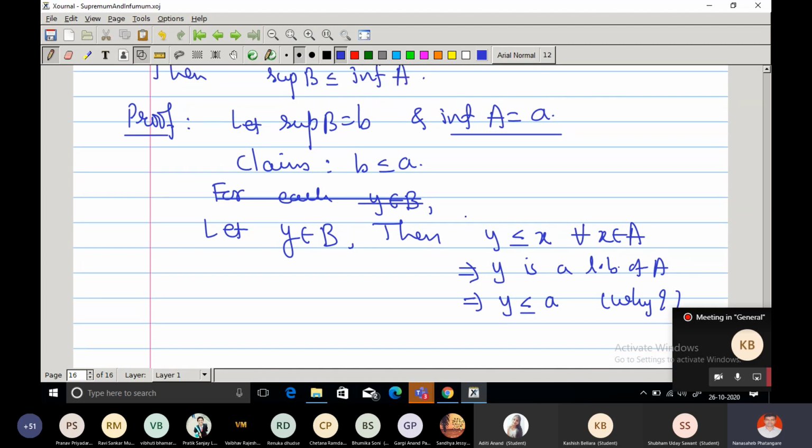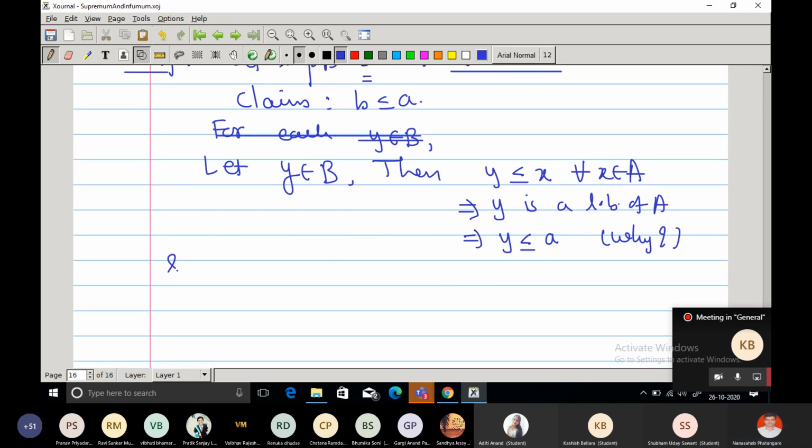So now a is a particular fixed element. A is the infimum of A, so it is a fixed element. B is the supremum of B, that is again a fixed element. Since y belongs to B was arbitrary, arbitrary means I just close my eyes and choose one element from B, which is y, and I found that y is less than or equal to this particular element a. Can I say that this is going to happen for every element of B? Yes. So y was arbitrary, so y is less than or equal to a for every y in B.